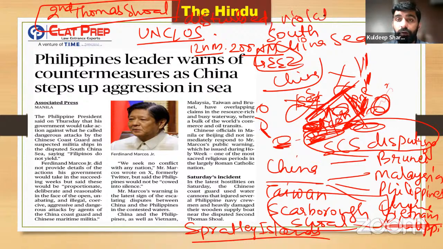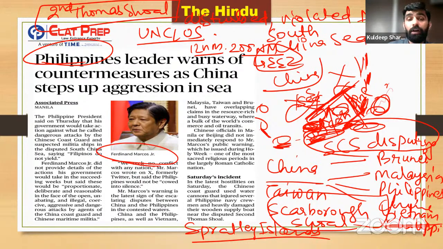and violated the naval ships of the Philippines. It showed aggression against the naval ships of the Philippines, because of which the President of the Philippines, Ferdinand Marcos Jr., has warned of countermeasures against China. And the Philippines, as you know, is one of the protected states of the US. So the USA, to keep some dominance in the South China Sea, supports the Philippines so that it can become a counter to China.